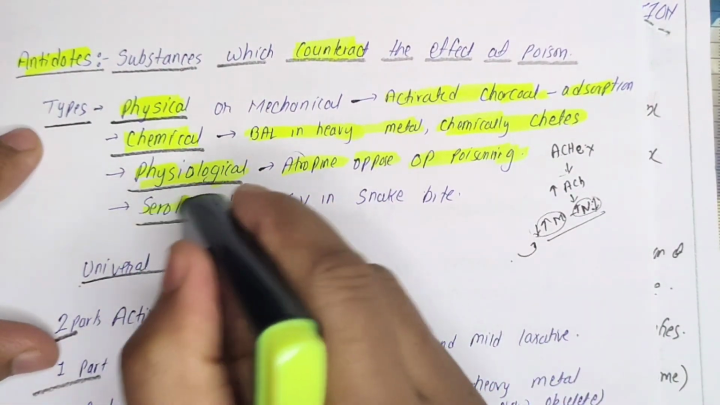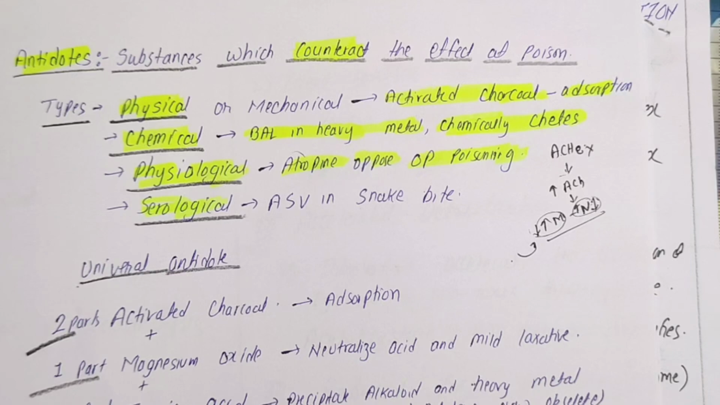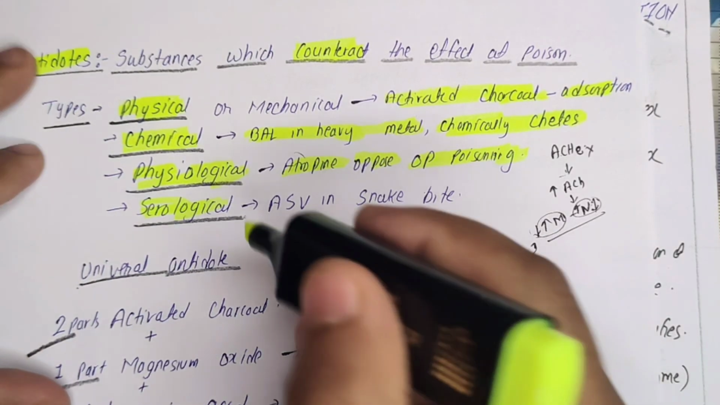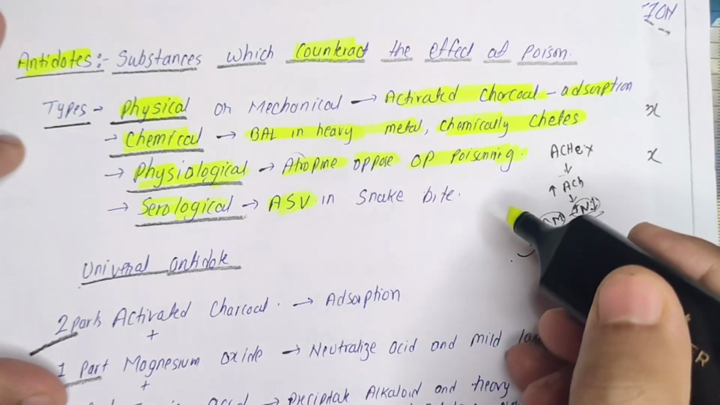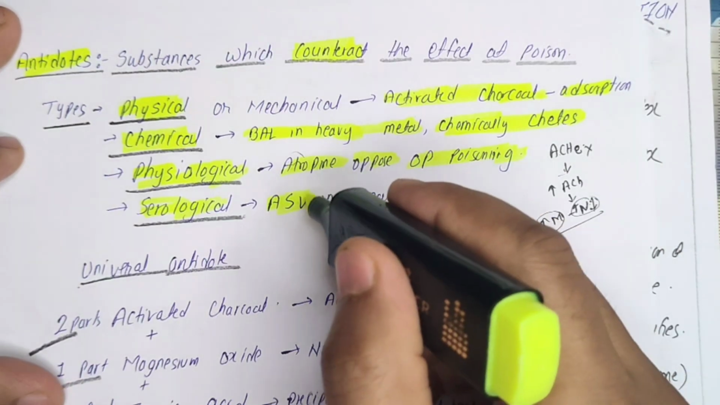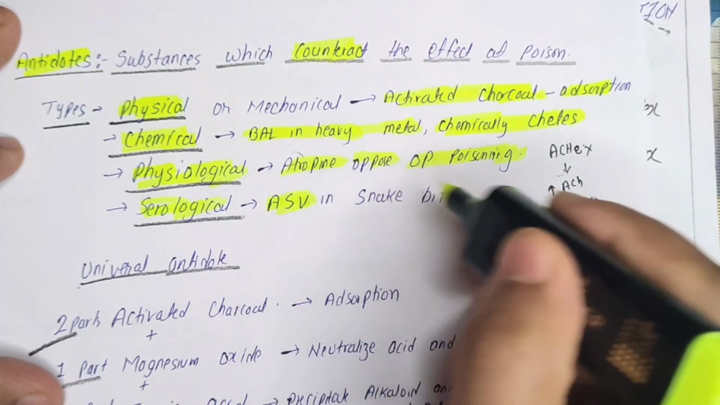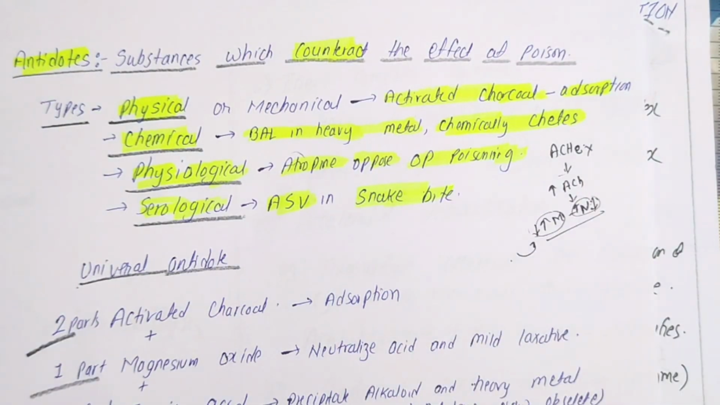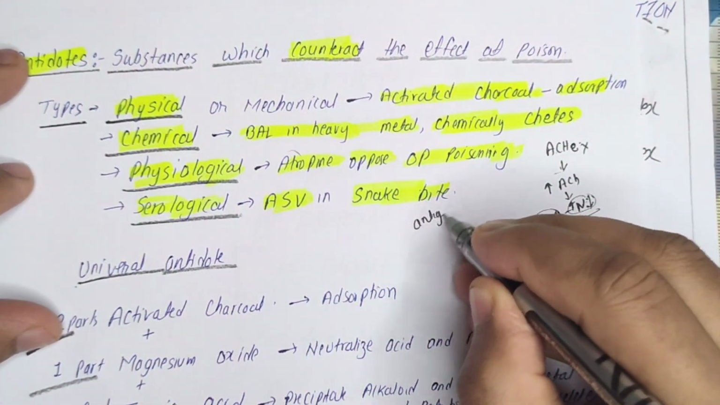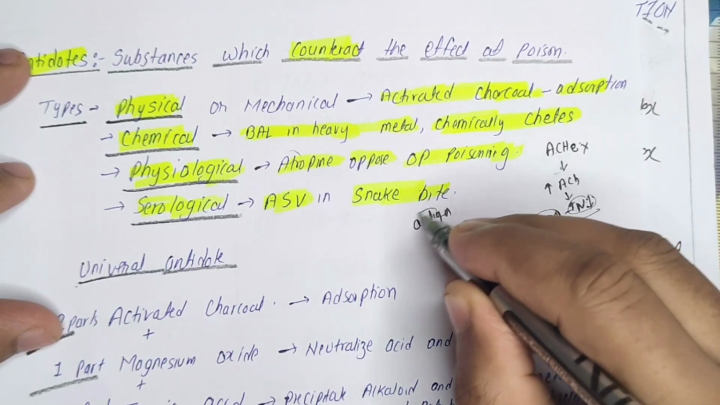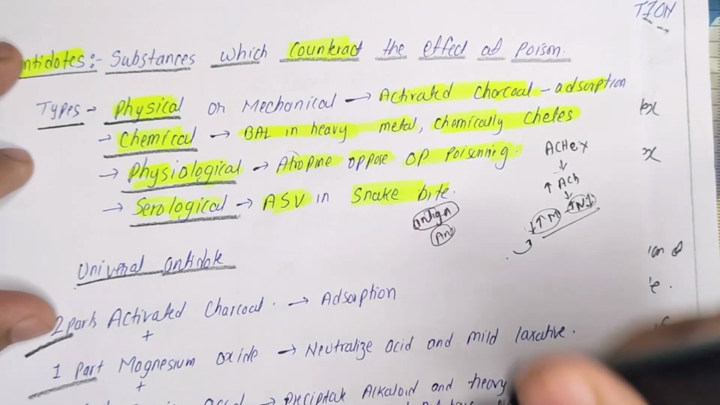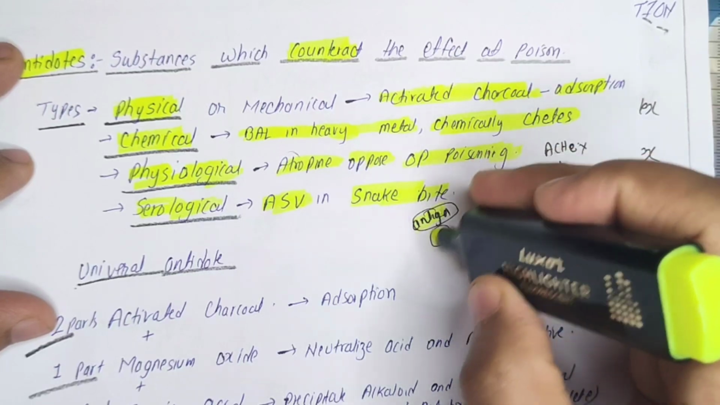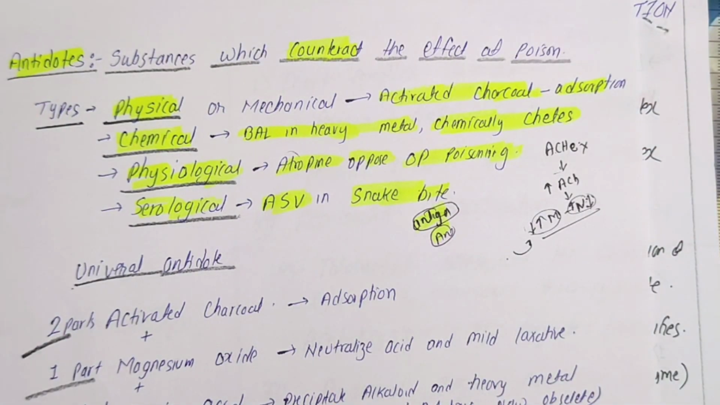Now another is the serological antidote. What will they do? They will go and counteract the action of poison substances in our body. Example is anti-snake venom prepared from serum. Now these antibodies will go to the snake venom. This venom will act as an antigen and the ASV will work as an antidote. It will nullify the effect of this antigen. This poison के effect को वो nullify कर देंगे. This is how it is going to work. So this type of antidote is known as a serological antidote.